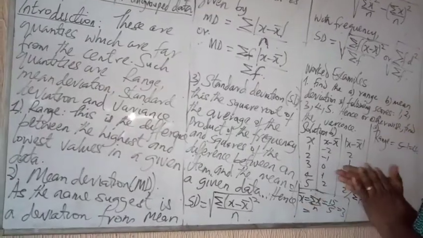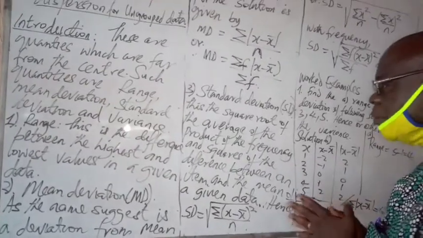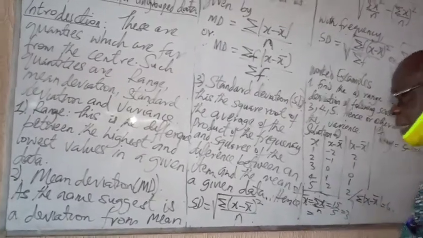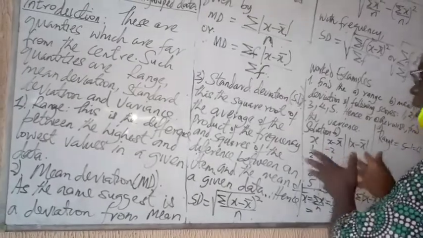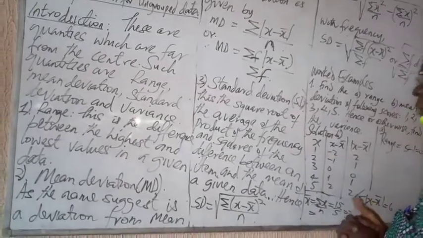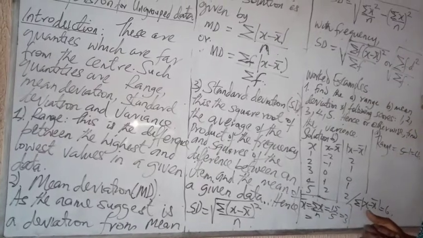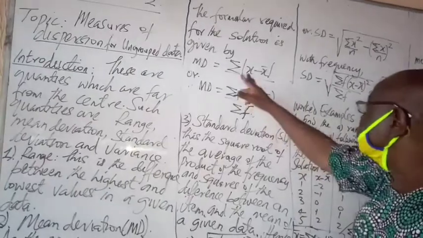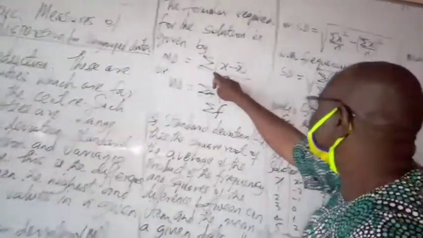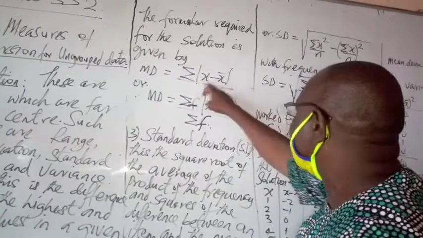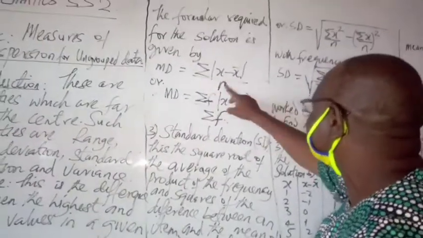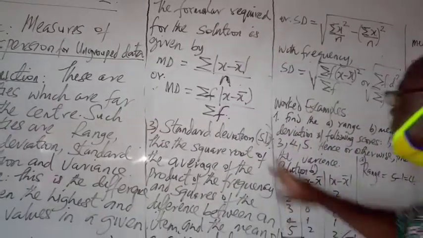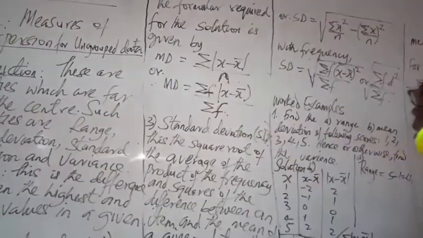Let's pick the range. What is this range? It's the difference between the highest and the lowest score in a given data, which we shall explain. Then the second one is mean deviation. As the name suggests, it is the deviation from the mean, and the formula is given by the summation of the absolute value. What do these lines stand for? These two vertical lines you are seeing convert the negative to positive, divided by the number of items. That is the formula.